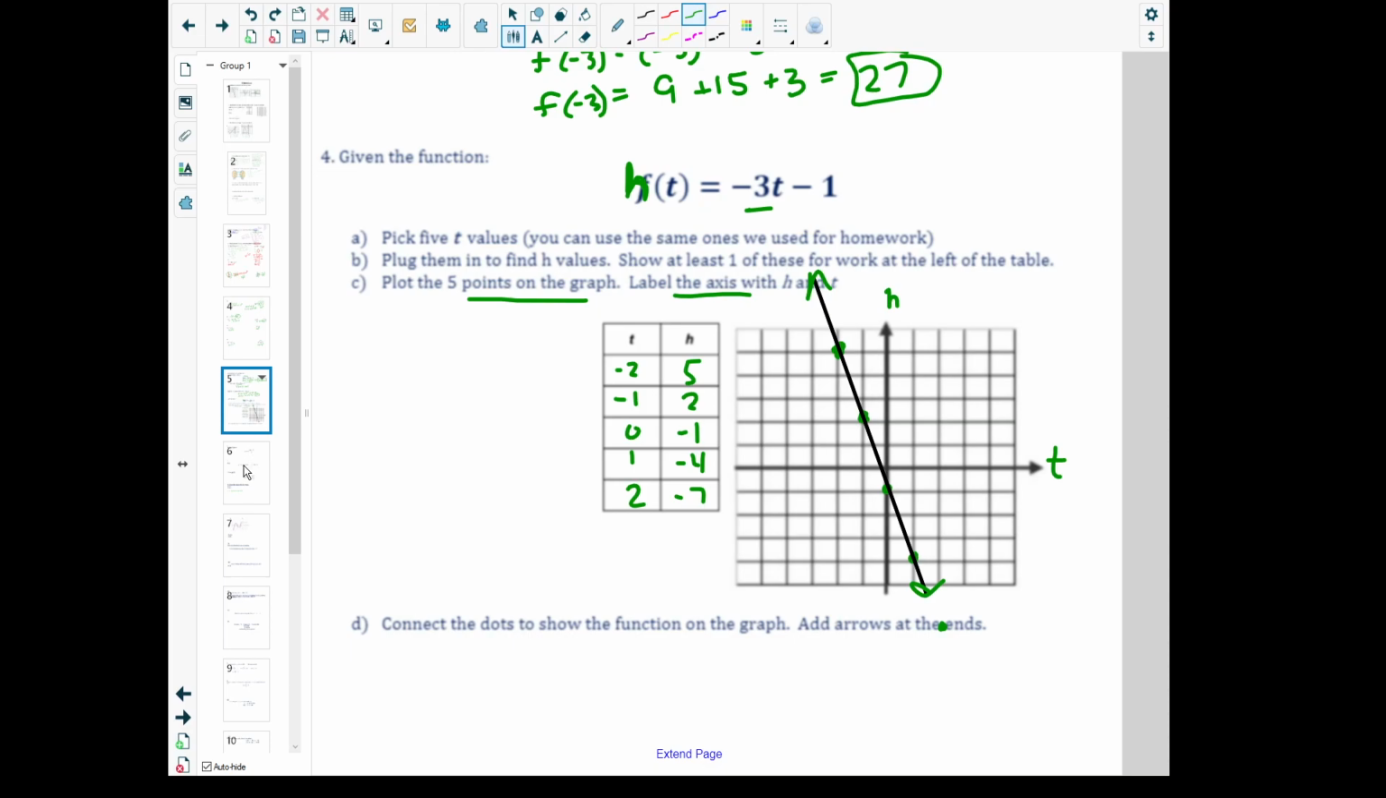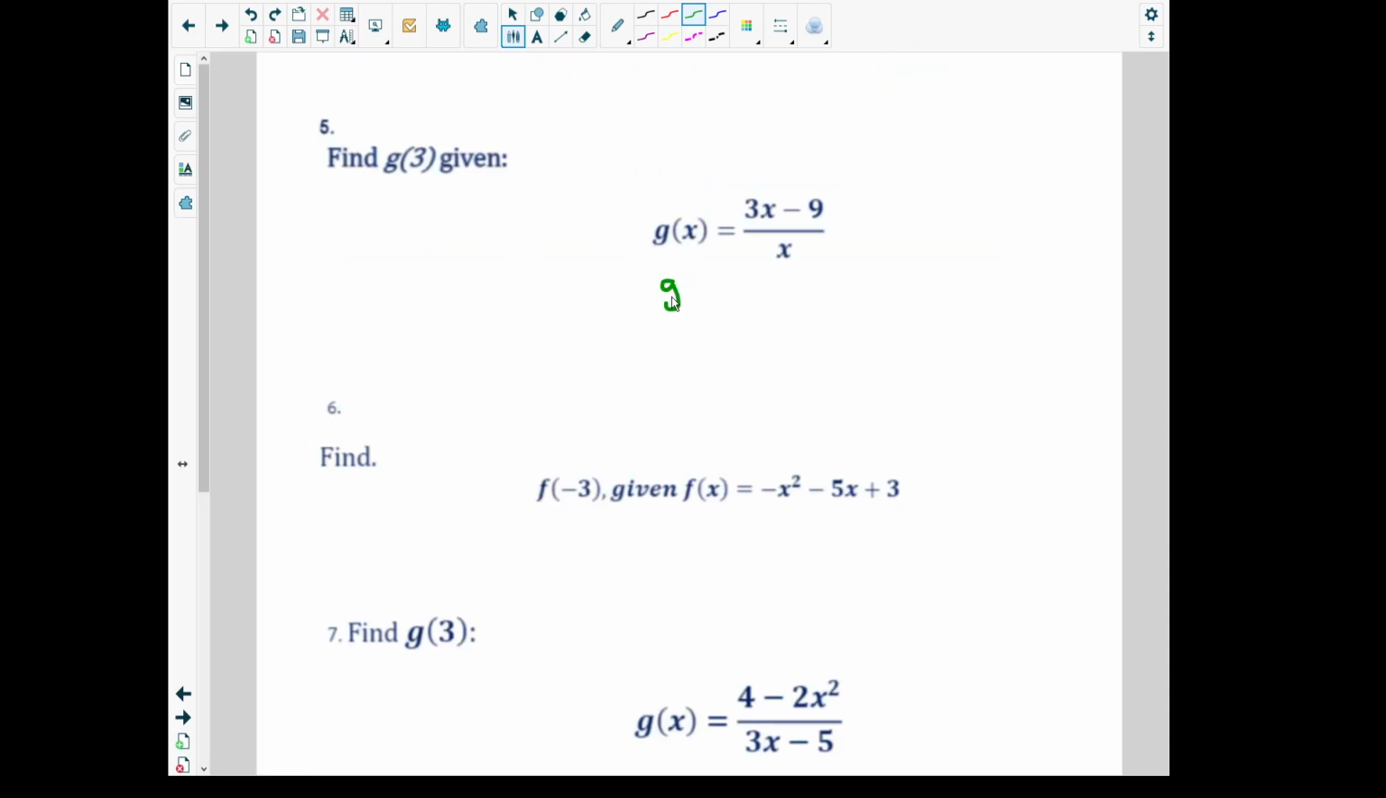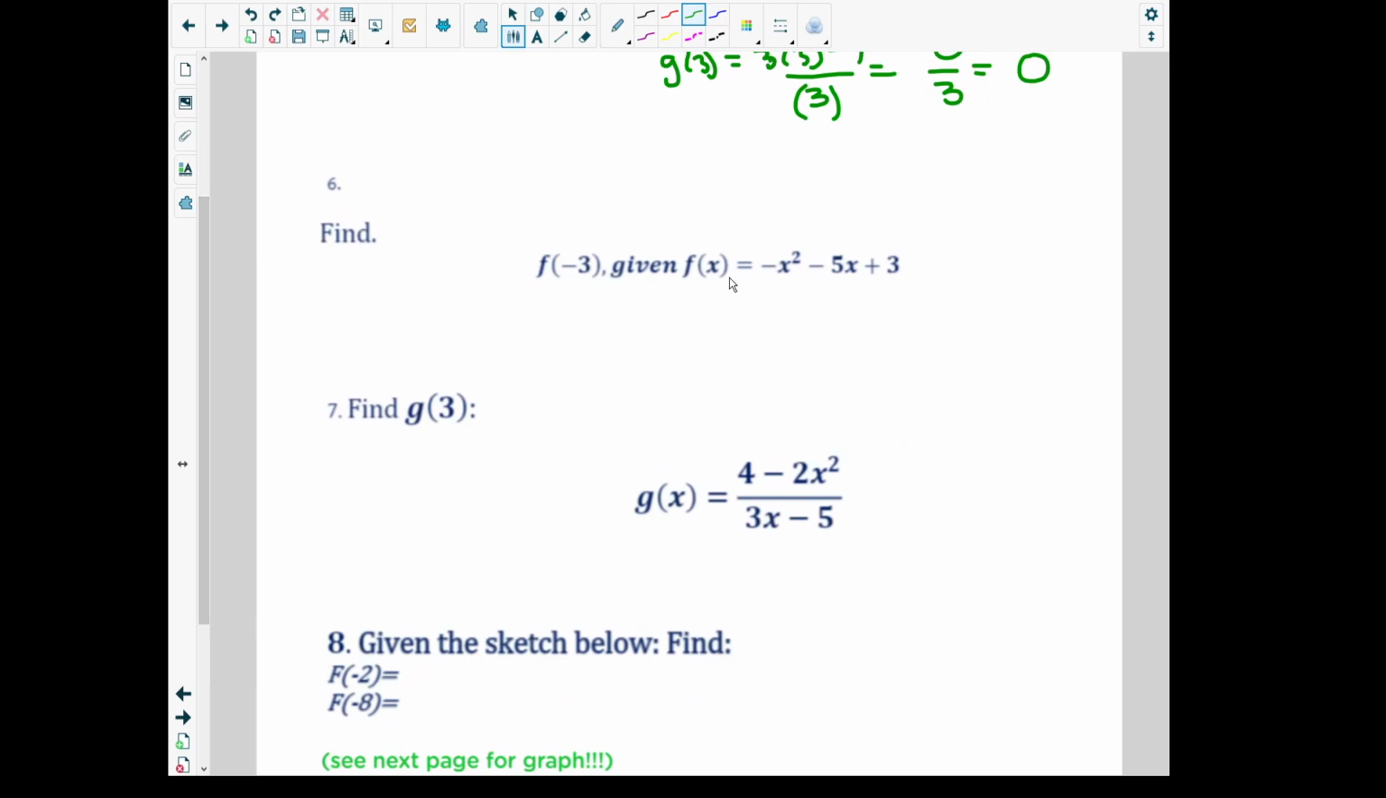Okay, slide 6. Same thing, just we're finding g of 3, so we're just putting in 3 for x. So that's 3 times 3 minus 9 over 3, right? We should have parentheses down there, though it's not necessary because it's the only thing down there. So this is 9 minus 9 is 0 over 3. Don't forget, please, 0 in the numerator means 0, not undefined. It's not the same thing as 0 in the denominator. Okay, here find f of negative 3.